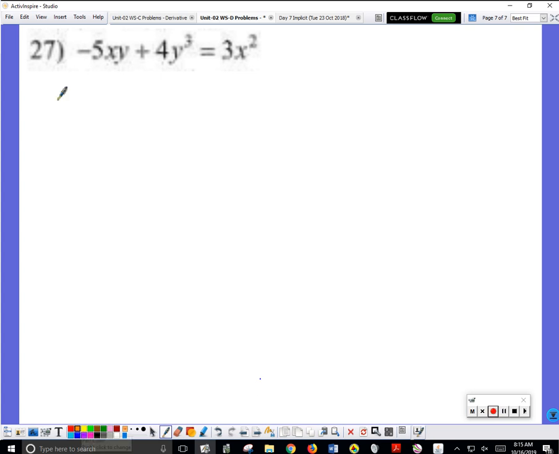So I'm going to write d of negative 5xy over dx plus d of 4y cubed over dx equals d of 3x squared over dx. Okay, hands up. What rule gets used here? What rule are we going to use here?